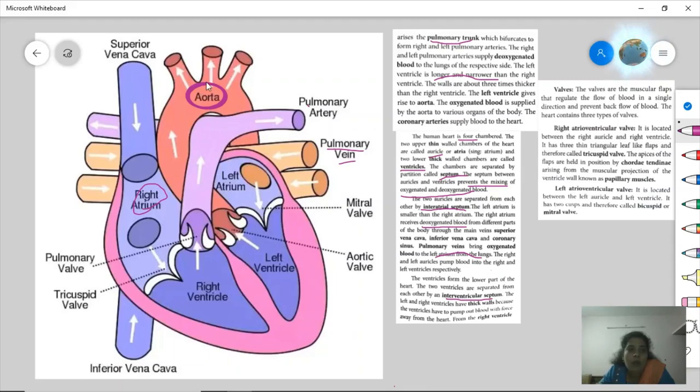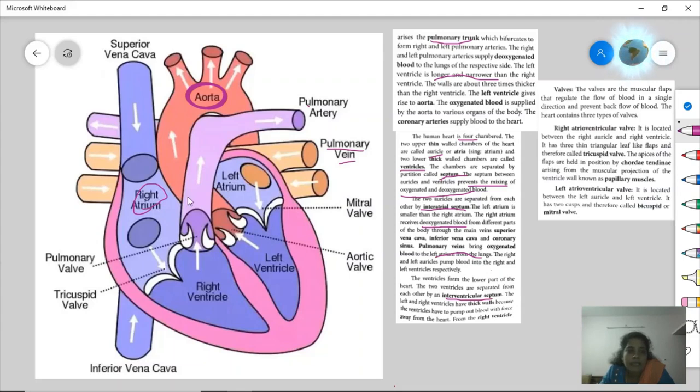So through the aorta, oxygenated blood is supplied to various parts of the body. The coronary arteries supply blood to the heart. So which artery supplies blood to the heart? Only the coronary artery. Okay, coronary artery supplies blood to the heart. Okay, have you understood this?